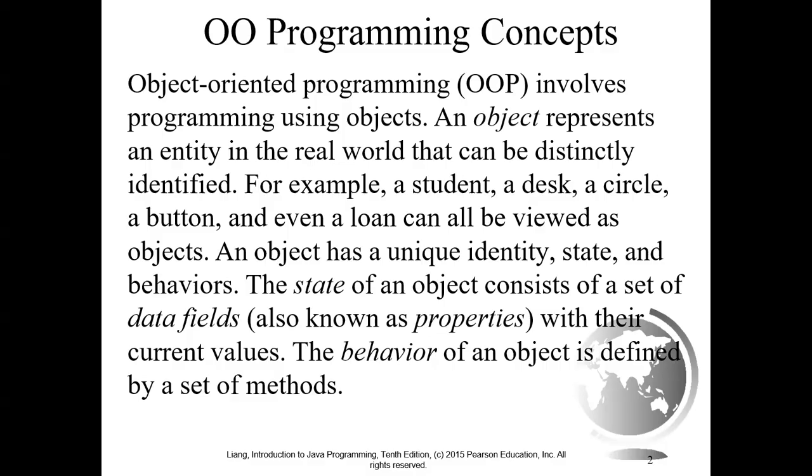And even a loan can be viewed as an object also. So an object has a unique identity, a state, and behaviors. The state of an object consists of a set of data fields, which are also known as properties. We say the properties are all those attributes with their current values. And the behavior of an object is defined by a set of methods. You can set these behaviors by yourself.